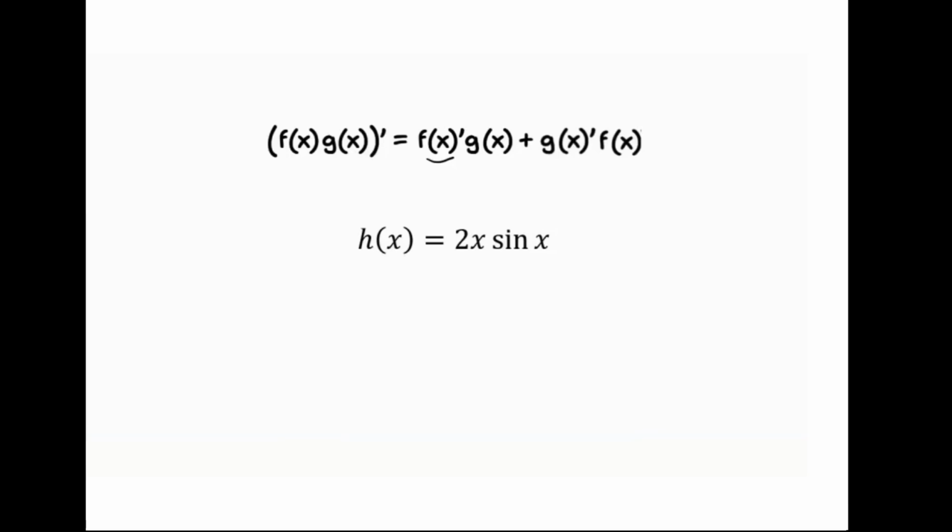Okay, in our next example, we have h of x is equal to 2x times sine x. So I'm going to assign the first part of the product as f of x, and I'm going to assign the sine of x as g of x. All right, so h prime of x, the derivative, would equal f prime, the derivative of 2x, which is 2, times g of x, which is sine x, plus g prime of x, the derivative of sine x, which is cosine x, times f of x, 2x, and we would have our answer.